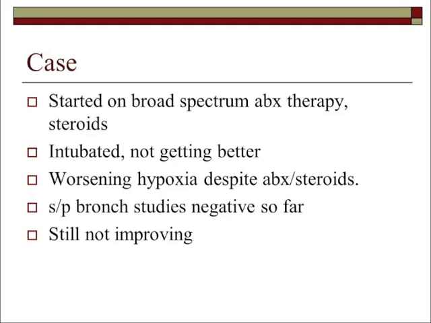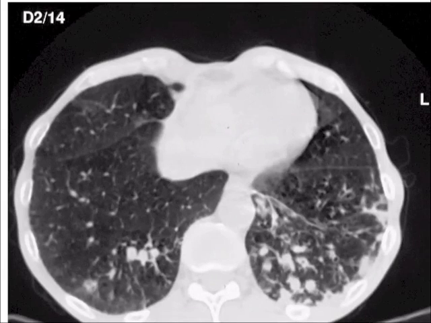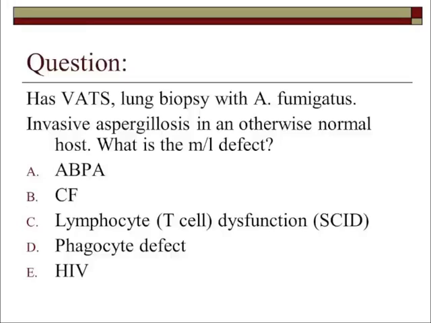Another day goes by. She's not getting any better. She ends up intubated. Worsening hypoxia despite all this treatment. They bronch her. They don't really find anything. All the preliminary bronch studies are negative, still not improving. They scan her chest, kind of looks like this. And then eventually she undergoes VATS with a biopsy and turns out to be Aspergillus, right? In a previously healthy 23-year-old who just ran 3 miles, right?